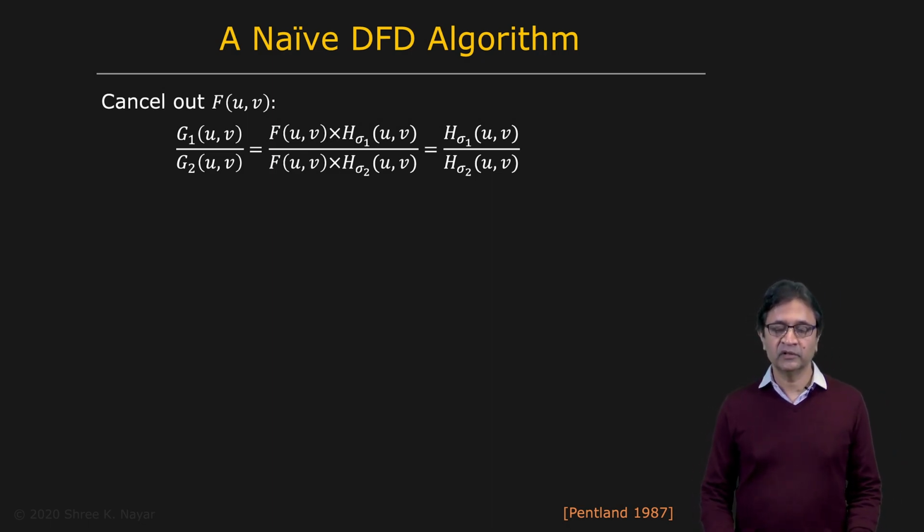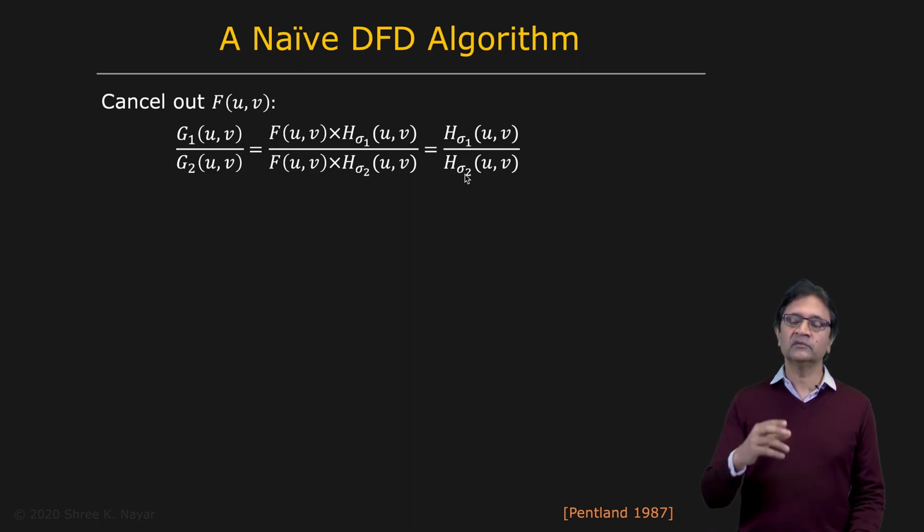And what is F UV? That is the Fourier transform of the focused image f(x,y). So in other words, what's removed from this equation by taking this ratio is the content of the scene. The texture and the frequencies in the scene are essentially removed. And you get the ratio of the Fourier transform of the first PSF and the second PSF.